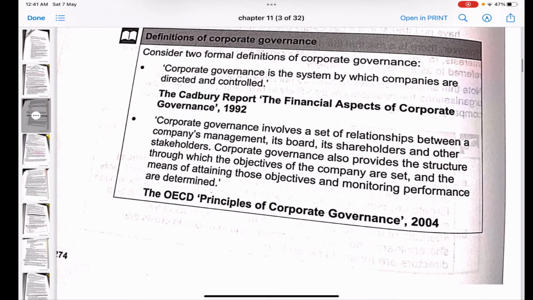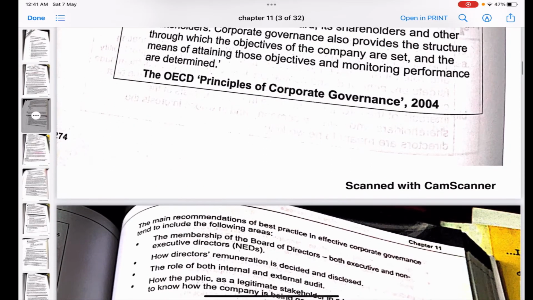Consider the formal definitions of corporate governance. Corporate governance is a system by which companies are directed and controlled. It involves a set of relationships between a company's management, its board, its shareholders, and other stakeholders. Corporate governance also provides the structure through which the objectives of the company are set, and the means of attaining those objectives and monitoring performance are determined.